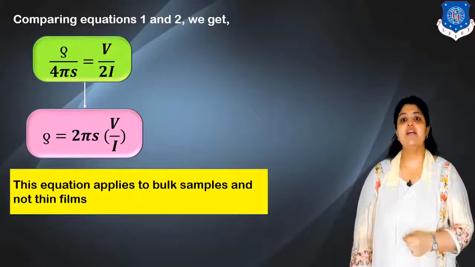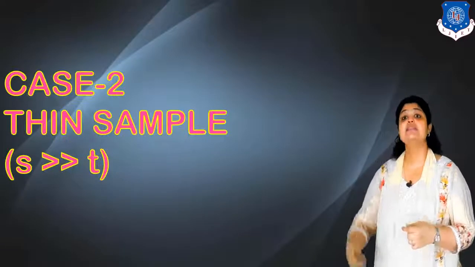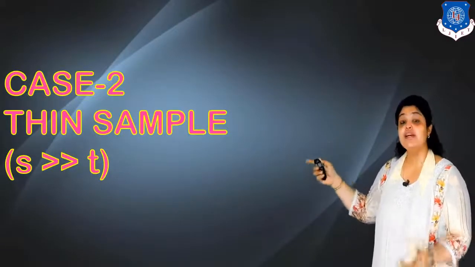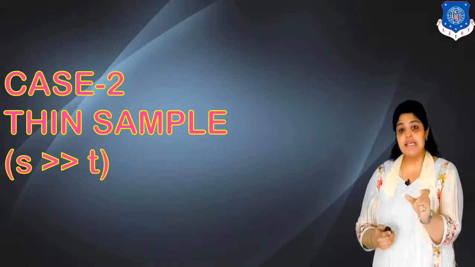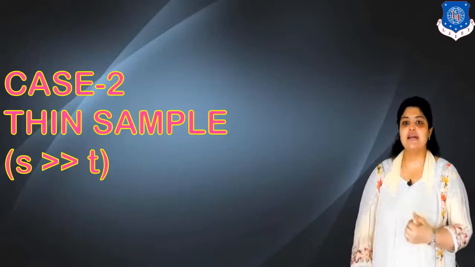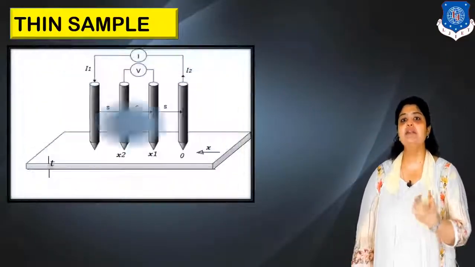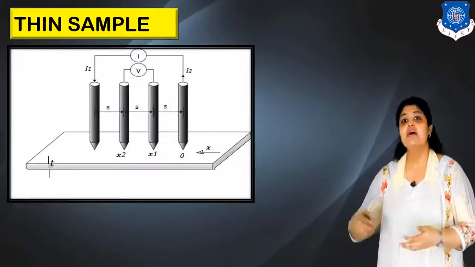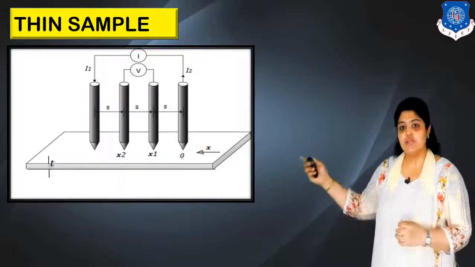So now let us start with case number 2, that is the case for a thin sample where we consider the spacing between the probes to be greater than the thickness of the sample. So let's just understand with the help of a diagram how a thin sample measurement is done. Same as the previous one, it uses 4 probes.